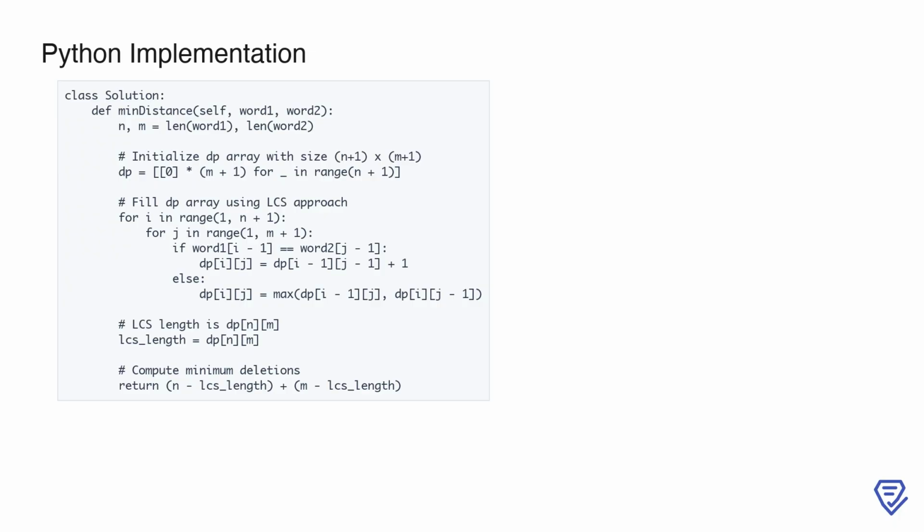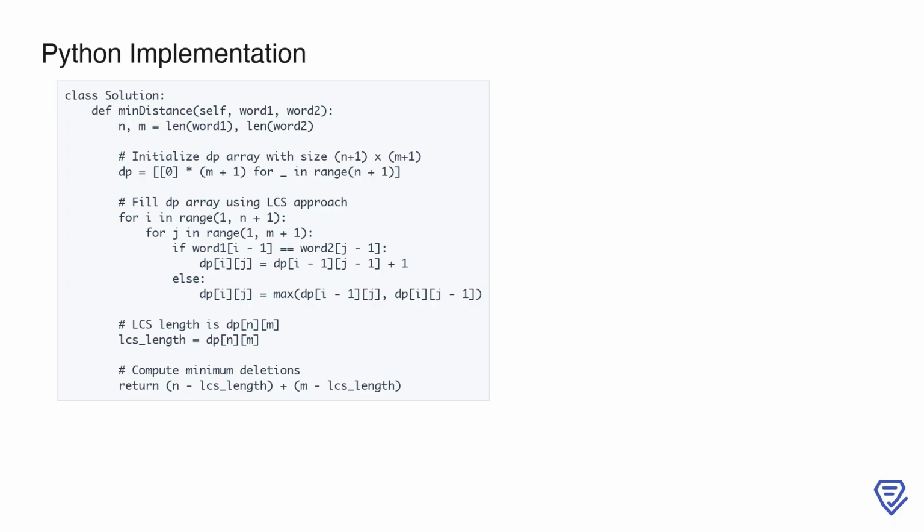The nested loop iterates over each character of word1 and word2. If the characters match, word1[i-1] equals word2[j-1], then the LCS length is incremented by 1 from the previous diagonal value, dp[i-1][j-1] + 1. If the characters do not match, the maximum LCS value from the previous row or column is taken, max(dp[i-1][j], dp[i][j-1]). After populating the dp table, the length of the LCS is stored in LCS_length, which is dp[n][m].